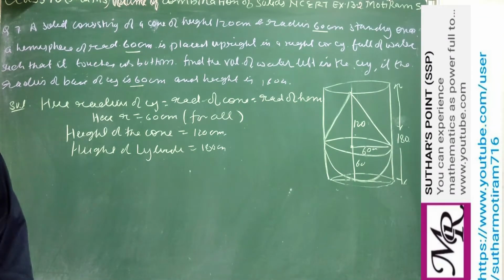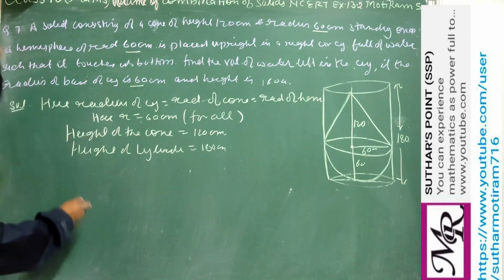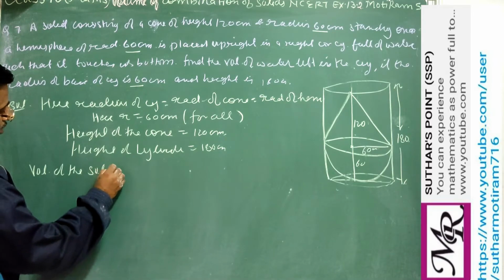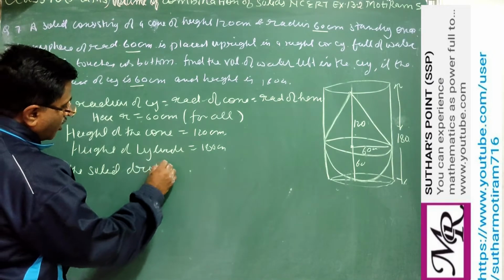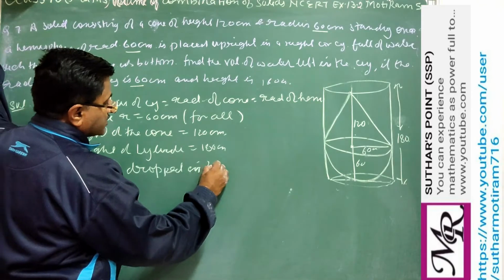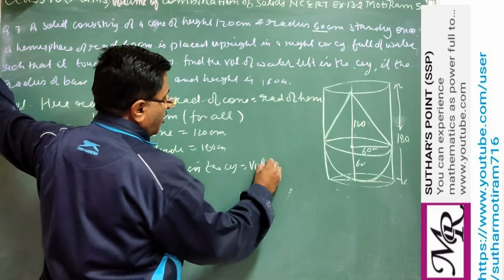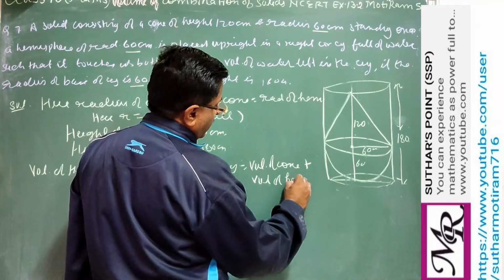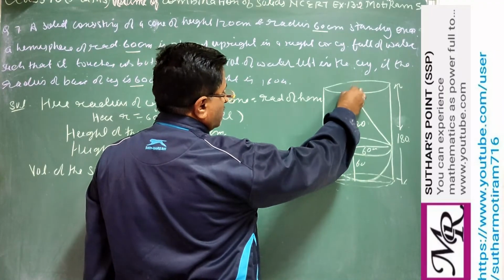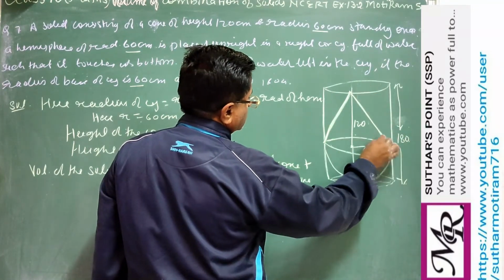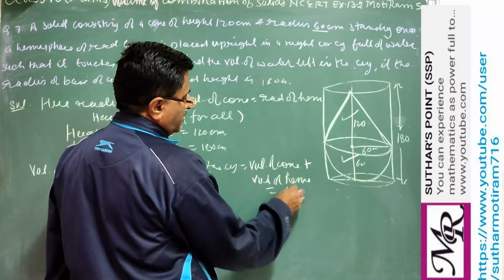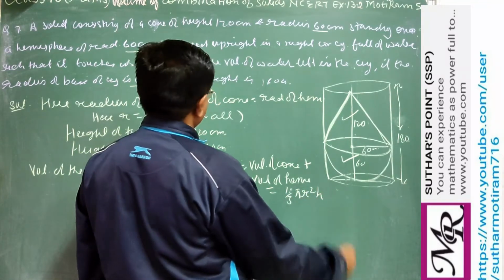So volume of the solid dropped into the cylinder is volume of cone plus volume of hemisphere. We want to find the volume of the solid. Solid means this figure. So that is volume of cone plus volume of hemisphere. Volume of cone is 1 by 3 pi r square h.